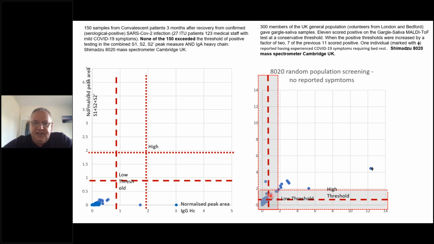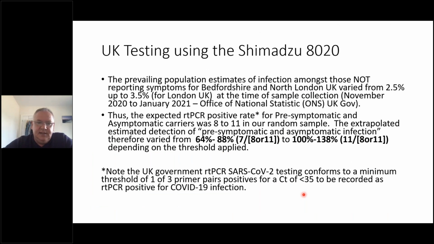That was quite interesting, because the majority were down within the low cutoff threshold, but we could actually detect a number of people, and the number we were detecting was consistent with the published RT-PCR data for the region, in that we should have detected something like 8 to 11 in our random sample. And we were indeed, depending on the cutoff, picking up between 70% and 80%, depending where you drew the cutoff values, which would match the expected population of pre-symptomatic, asymptomatic carriers within the population at that time.